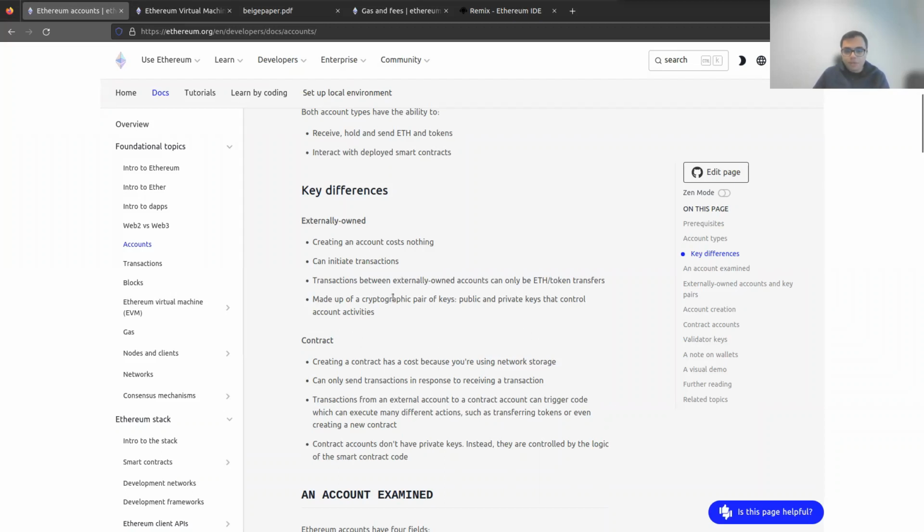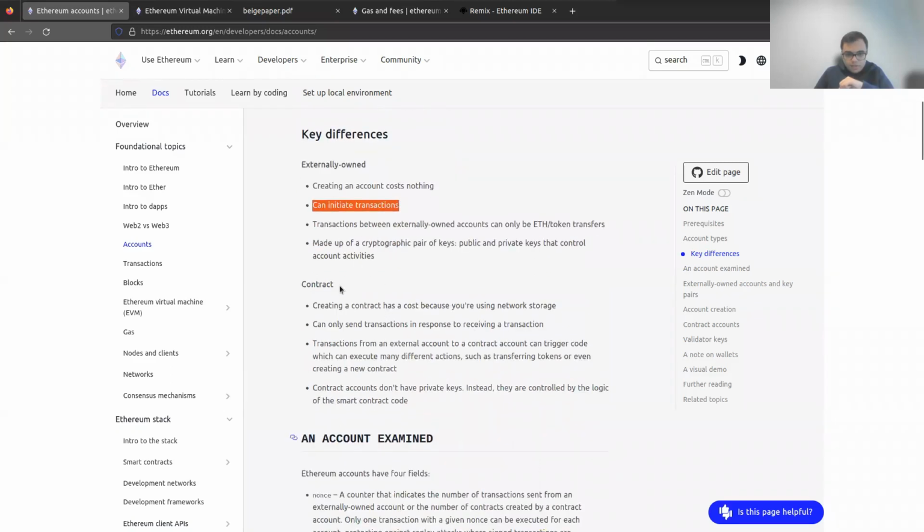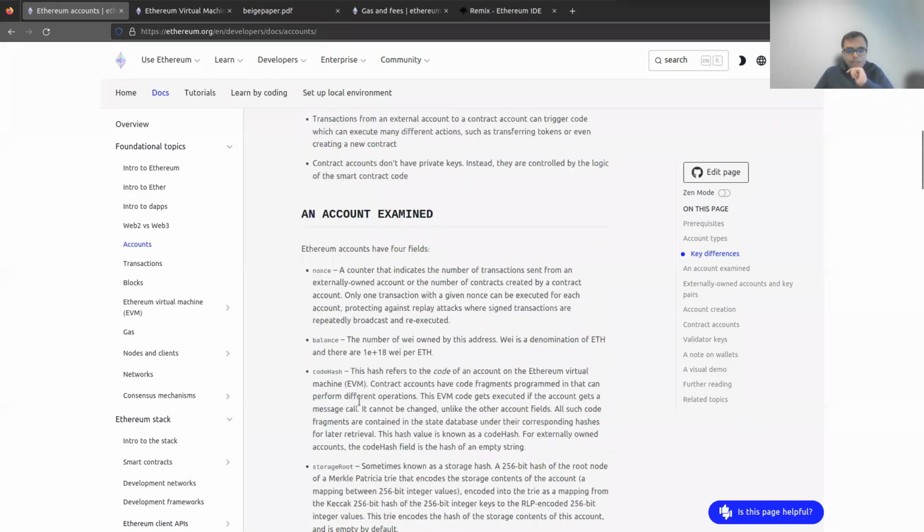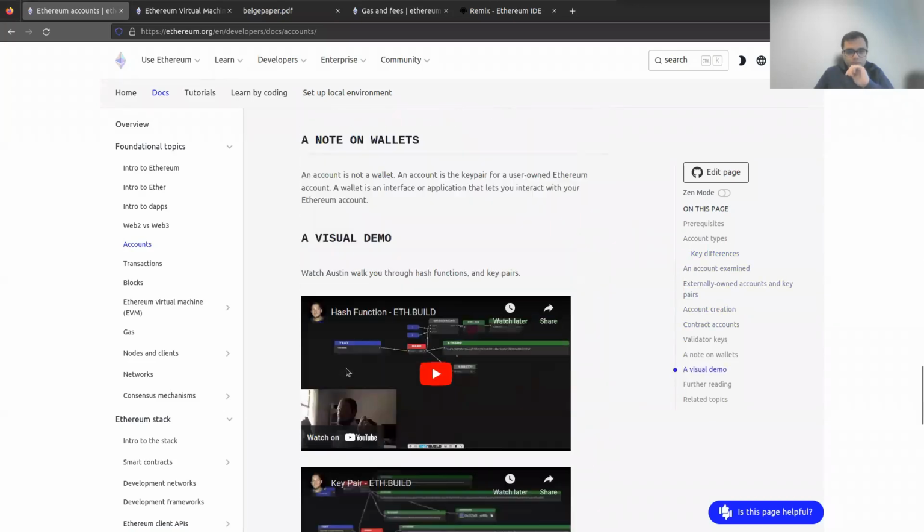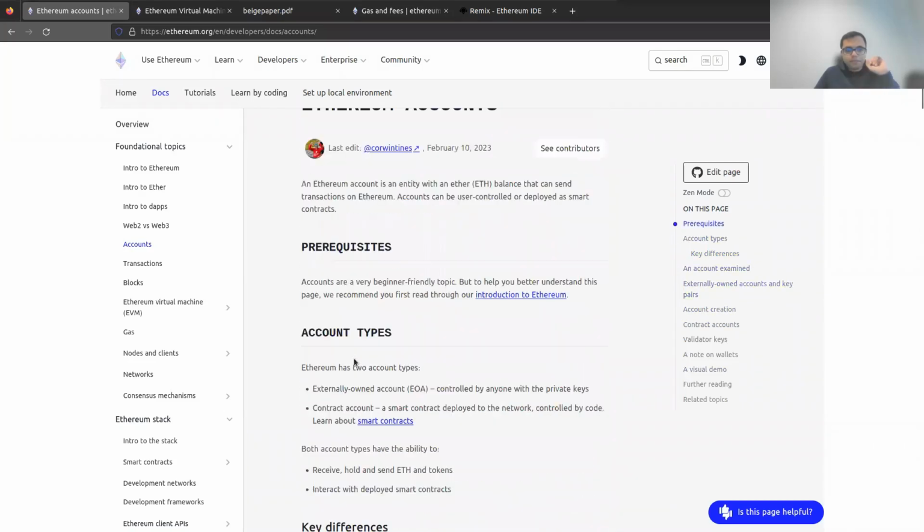And of course, the most important thing here is that externally owned accounts can initiate transactions. So you cannot have a contract that just calls another contract without it being called itself in the first place. Everything always starts with an externally owned account calling a contract. And then if an externally owned account calls a contract, that contract can call another contract, and this can go on. Okay. And yeah, so you can read everything here. You can read all the technical details. I don't really want to go into all of that right now.